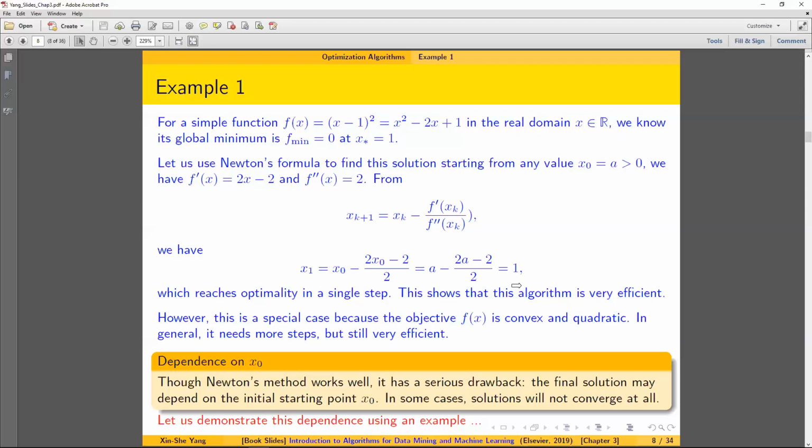Just be aware of these two key terms here. One is convex, that we already discussed in chapter 2, and the second is quadratic, second order, right?